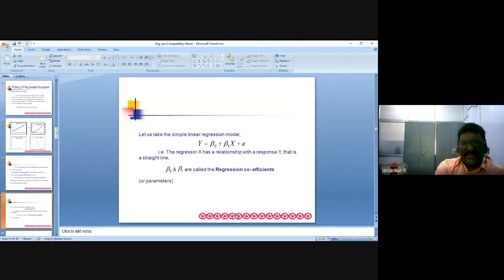This is the regression equation: y equals beta naught plus beta 1 x. Beta naught is the intercept, and beta 1 is the slope, as we call it in mathematics. But it tells you how much y will be affected if x is increased or decreased by 1 unit. If I increase x by 1 unit, what will be the impact on y? That is described by beta 1 here.